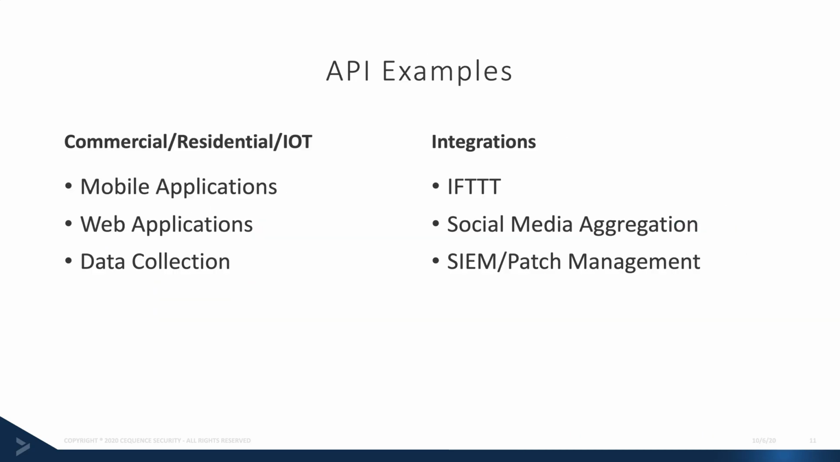Some examples of where you might see API integrations: mobile applications, web applications, data collection applications, and integration points. You'll see things like if-this-then-that type integrations that can be built. Social media aggregation is one of those places where if I want to tell the world something, I type it into one place and hit go and it tweets it. It puts my LinkedIn article out there. It does Facebook, etc. And all of those integrations come off of a single point.